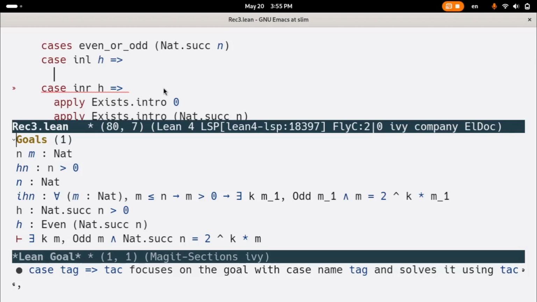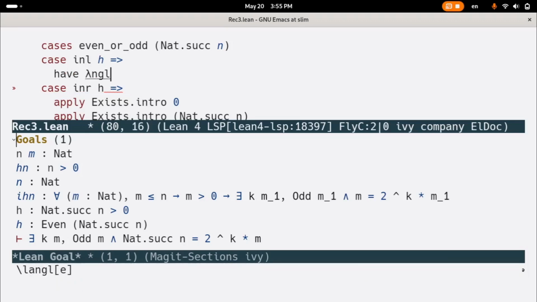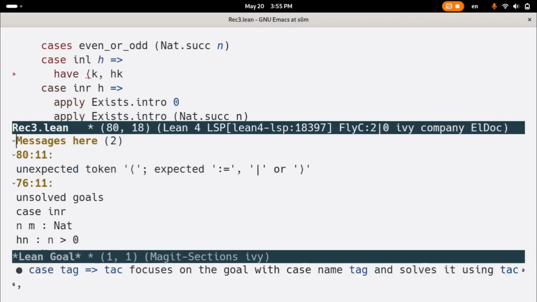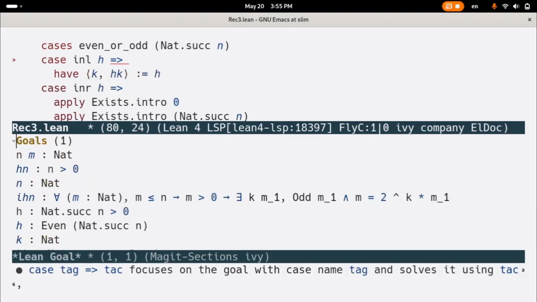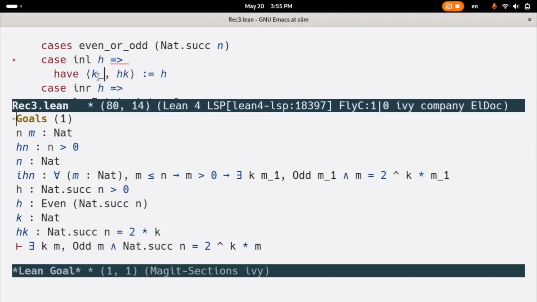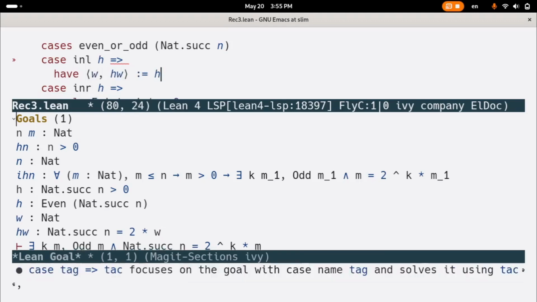We can use the hypothesis H to obtain a number such that n plus 1 is 2 times that number. So let us name it K and the corresponding equality as HK. In fact, let me rename K into something else to avoid confusion.